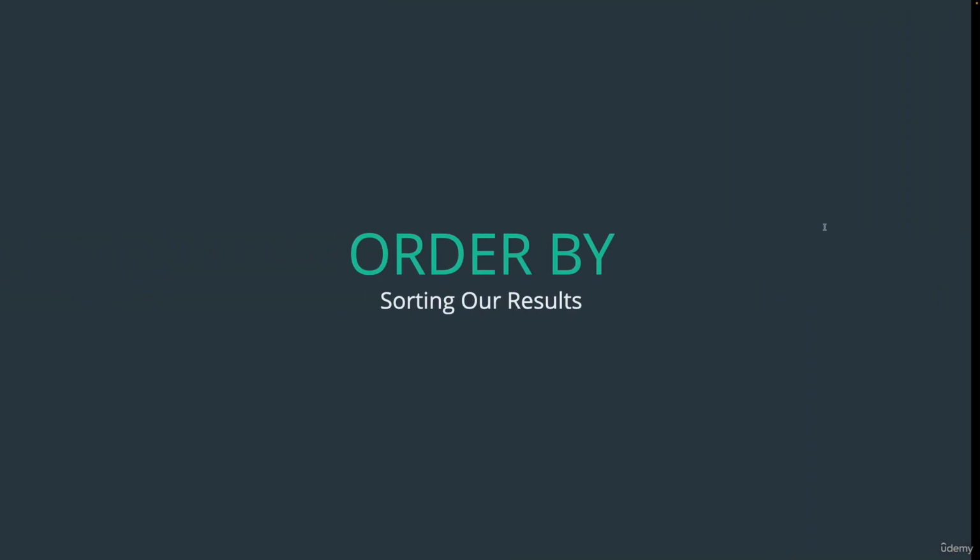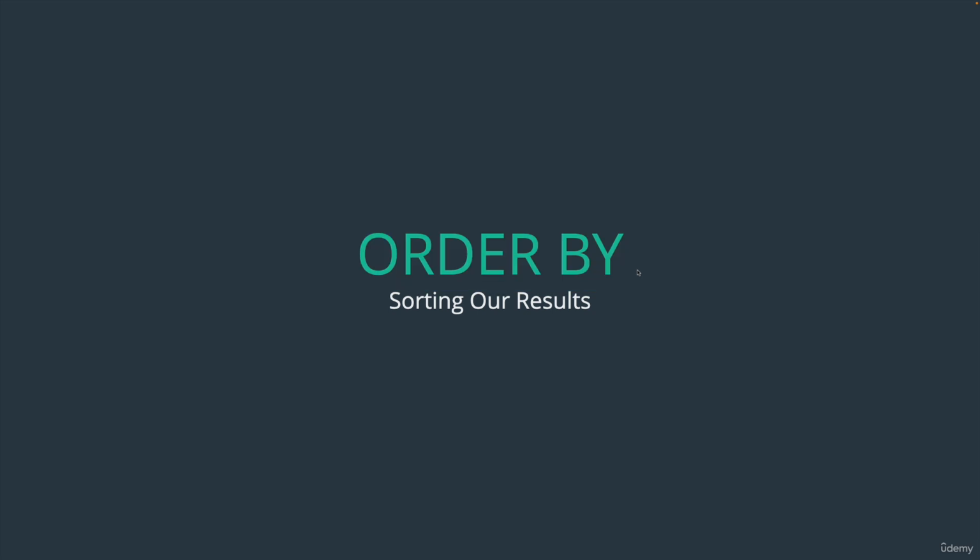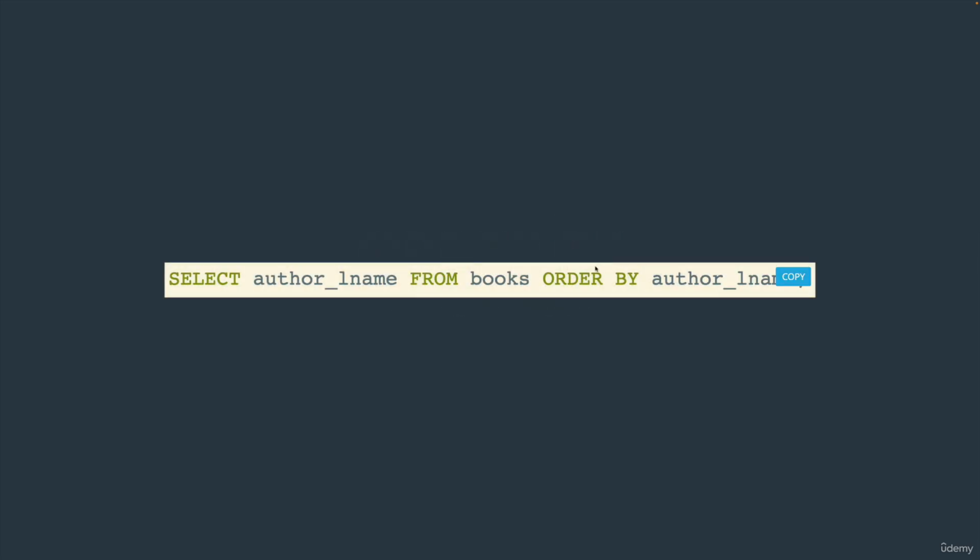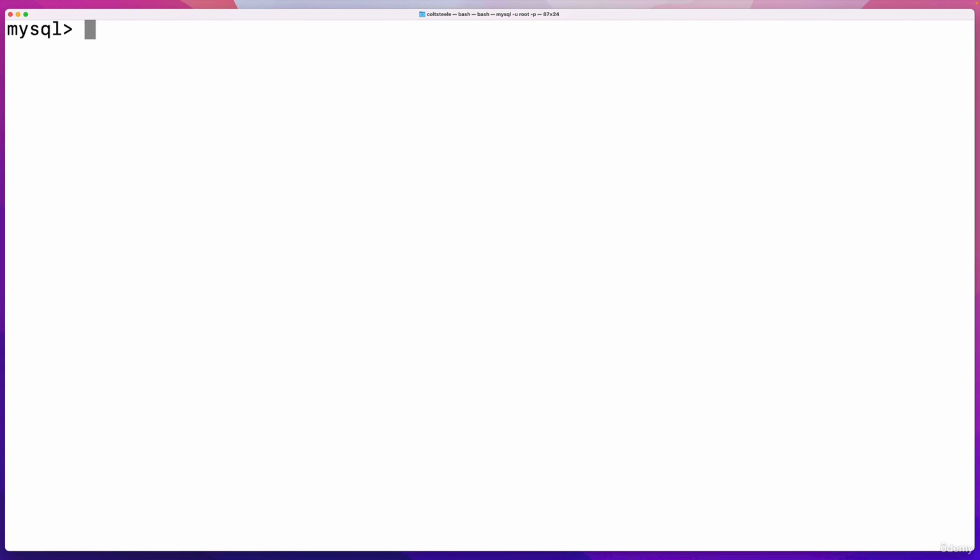The way that we do that is by using order by, and it's order space by, two different words, and it comes after our select. So we have whatever we're trying to select, and then at the end we can say, by the way, here's how I want you to order it. Order by, and then some column name. So author L name. Let's see if it works.